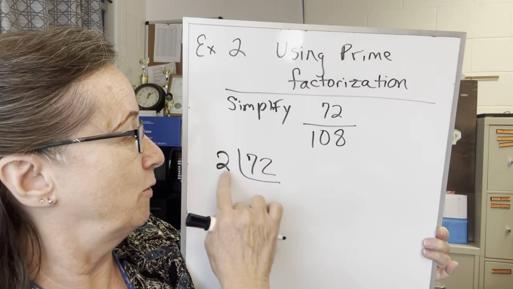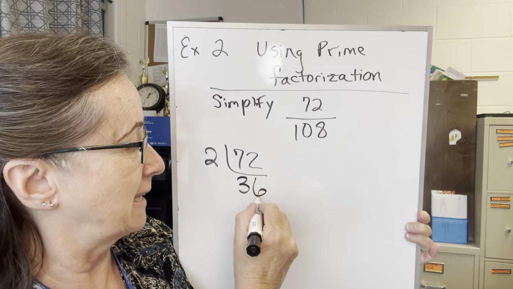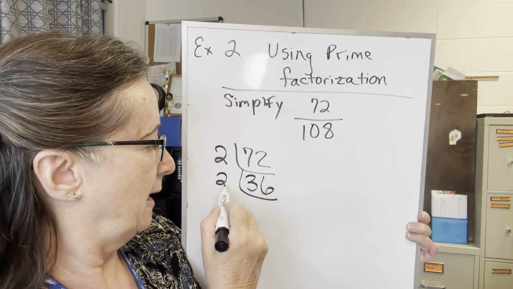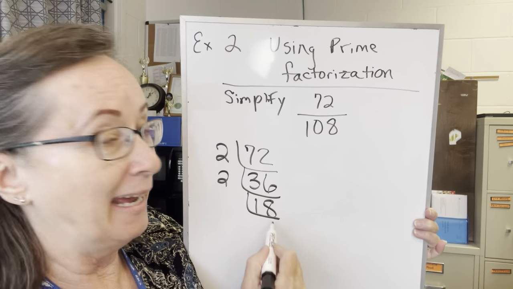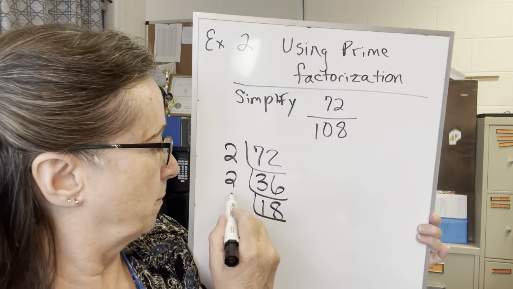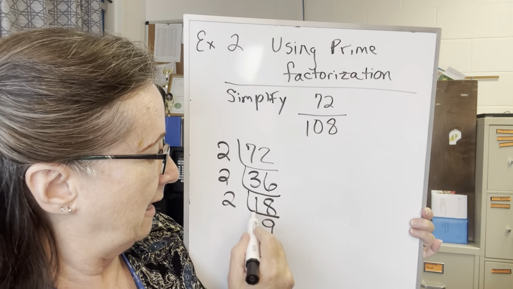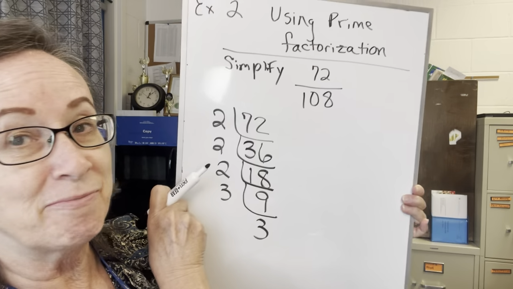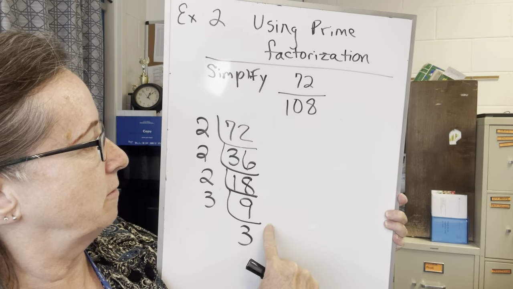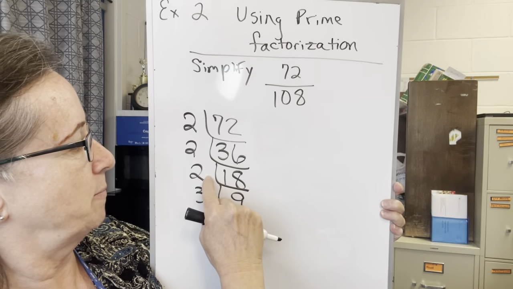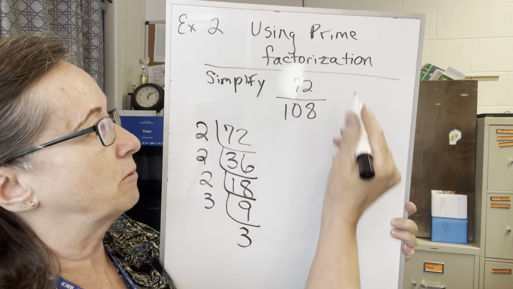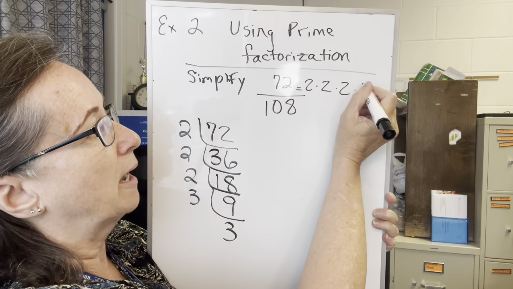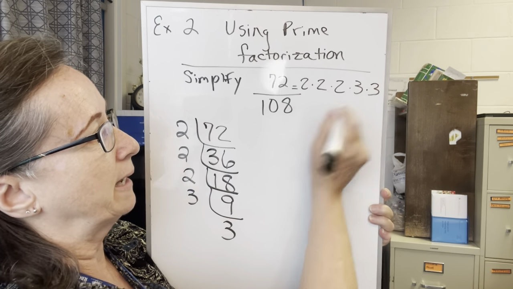72 divided by 2 is 36. And 36 is also divisible by 2, and then I get 18. And 18 is also divisible by 2, and I get 9, which is divisible by 3 and 3. Okay, so I have prime factored 72, and it is 2 times 2 times 2 times 3 times 3. So let's write it out: 2 times 2 times 2 times 3 times 3.